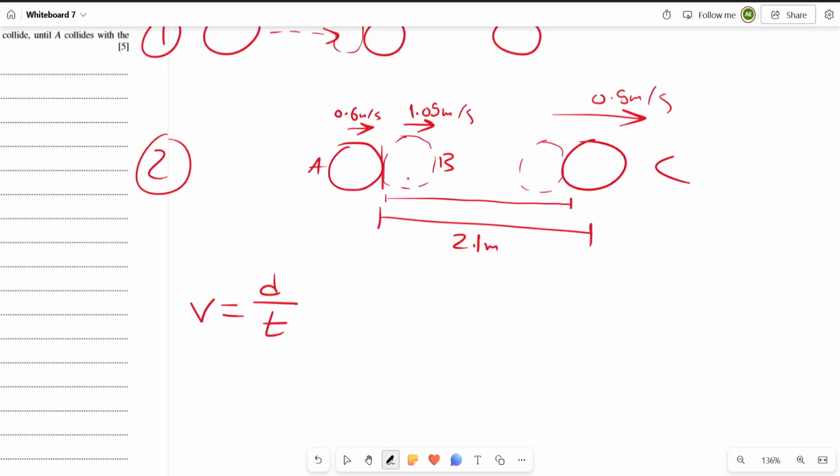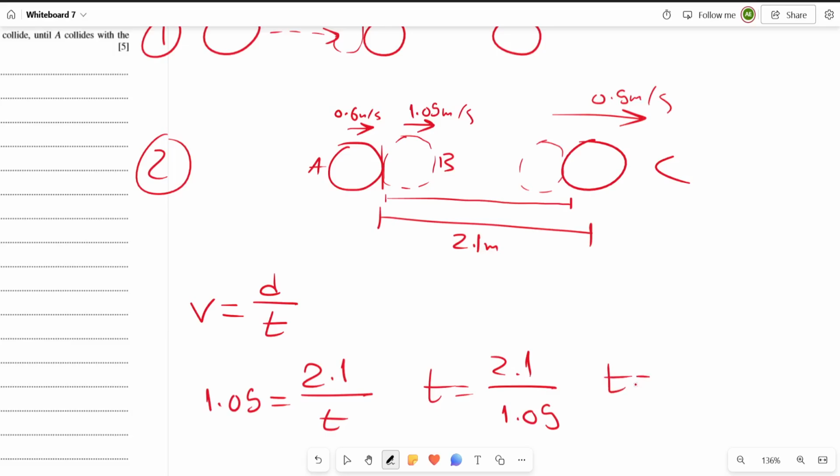So let's see how much time it took for B to reach C. The velocity of B was 1.05. The distance that B moved is 2.1 meters, and we're interested in the time. So time is equal to 2.1 over 1.05. This is going to give me a time of 2 seconds. So now you're telling me that B took 2 seconds to reach C, right?